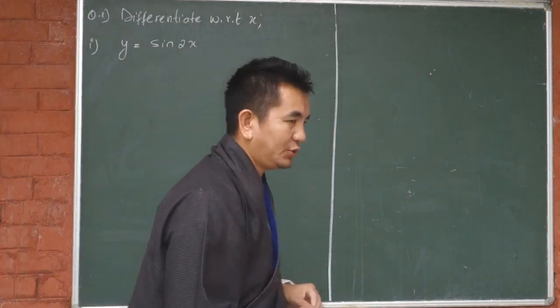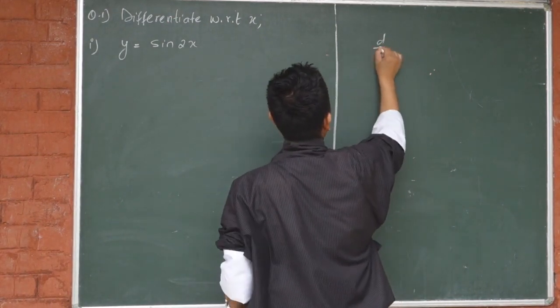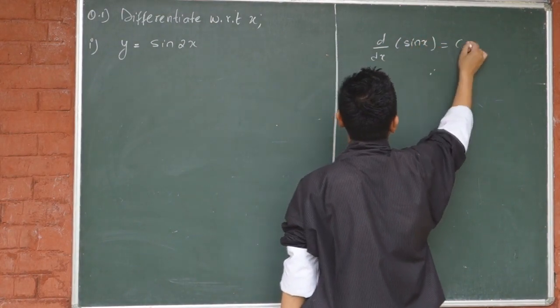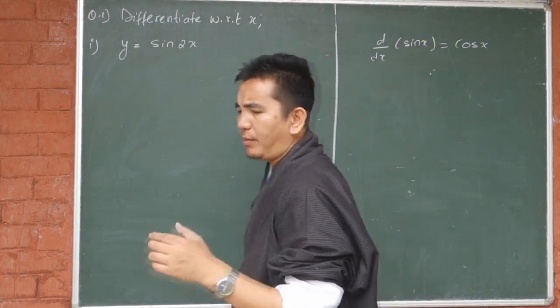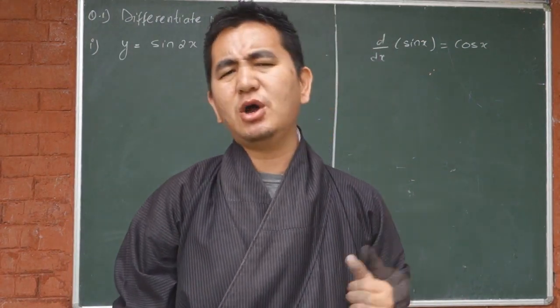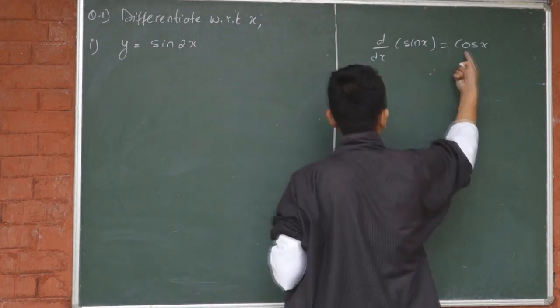Okay, so now let's go with this one. y equal to sine 2x. Now we already know differentiation of sine x is nothing but cos x. And please remember, this trigonometric differentiation is only for science. This is not for business mathematics. So differentiation of sine x is cos x.